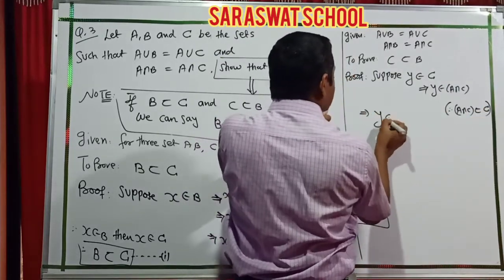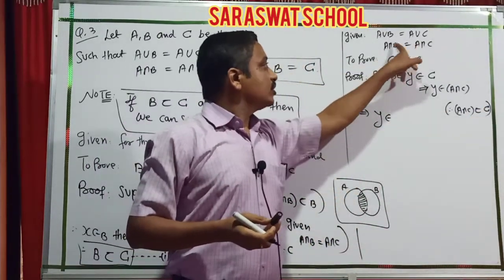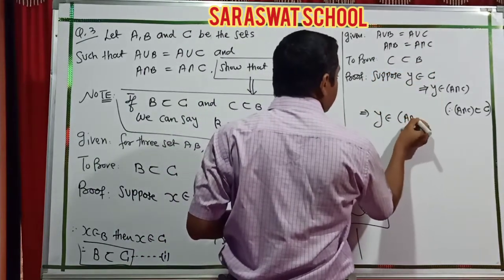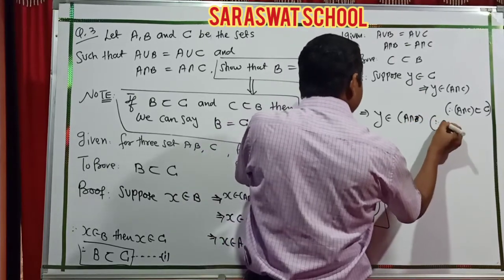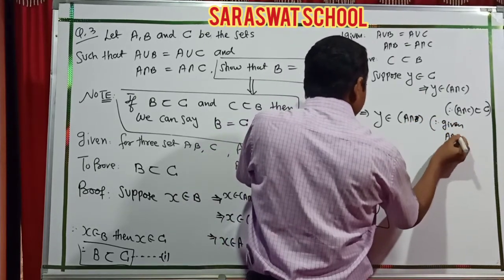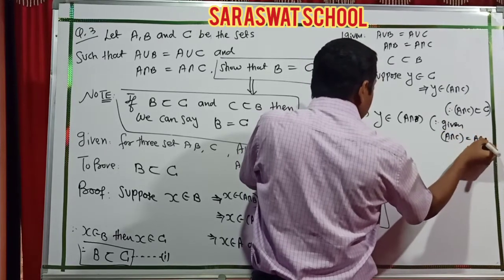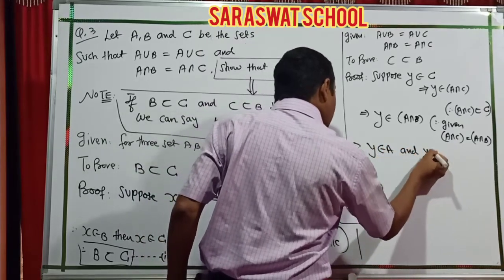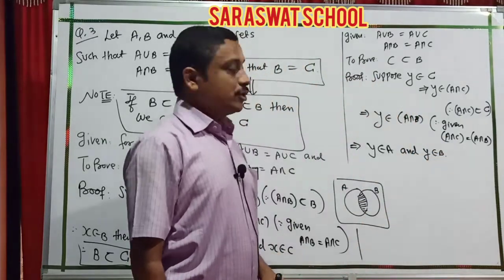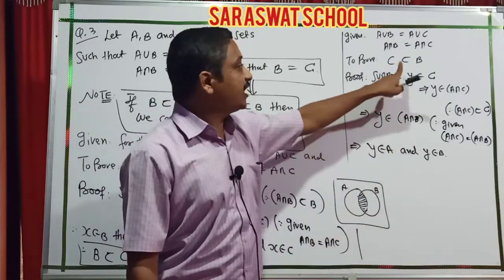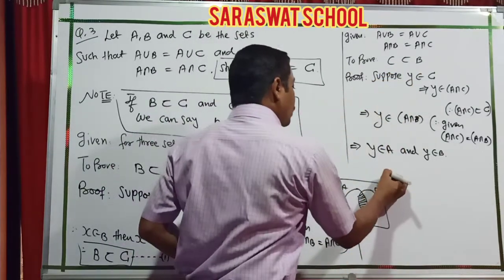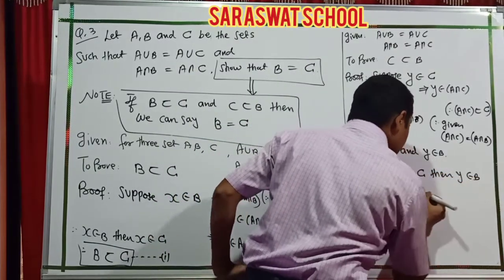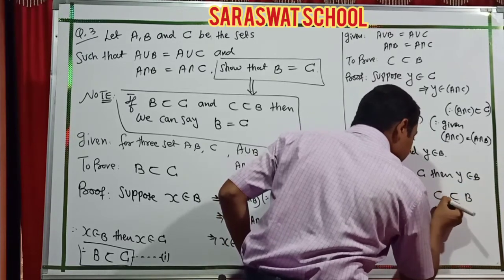Continue. A intersection B and A intersection C are the same, so I take Y belongs to A intersection B, according to the given, A intersection C is equal to A intersection B. Now surely Y belongs to A and Y belongs to B, so present in A and present in B. I started from Y belongs to C, therefore Y belongs to B. I am telling C subset B.